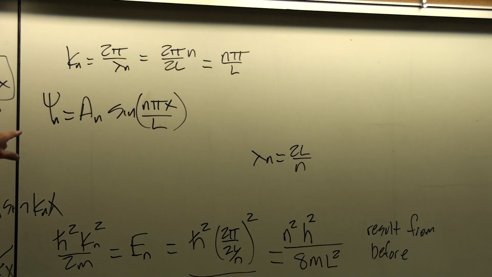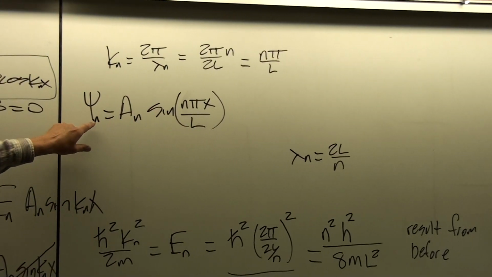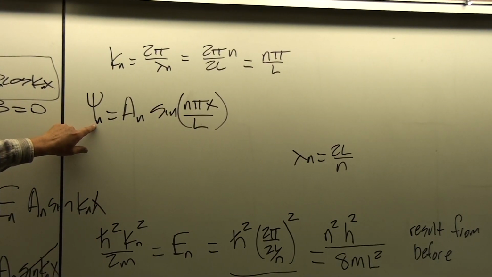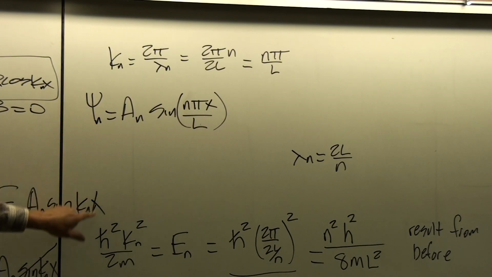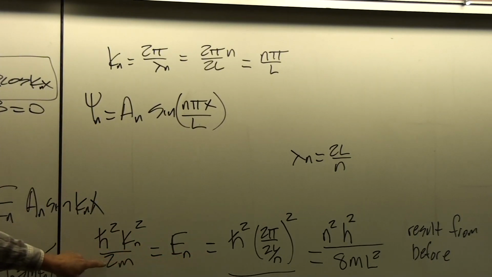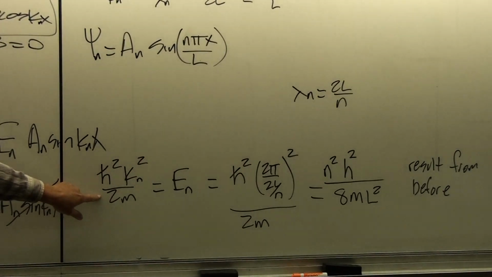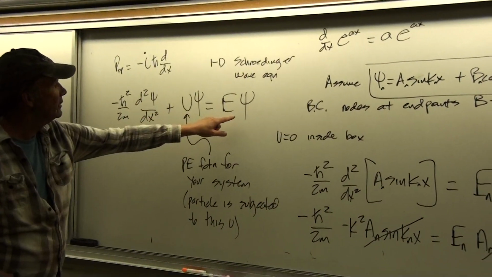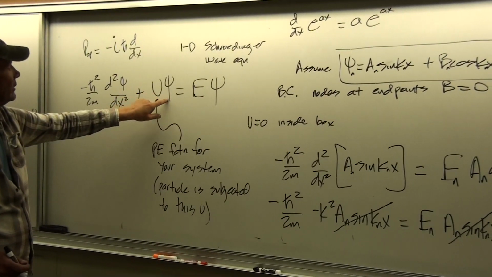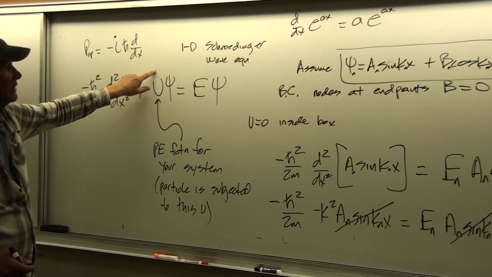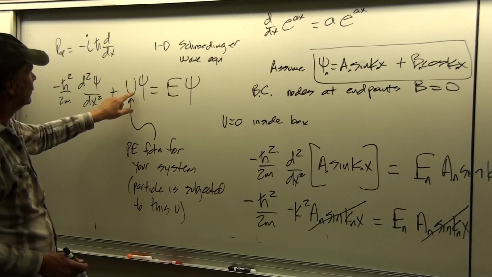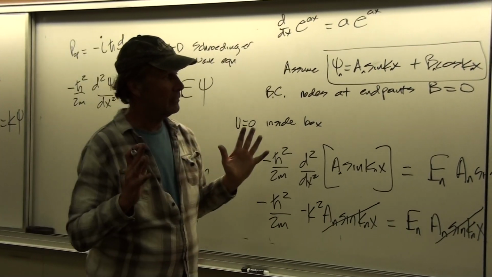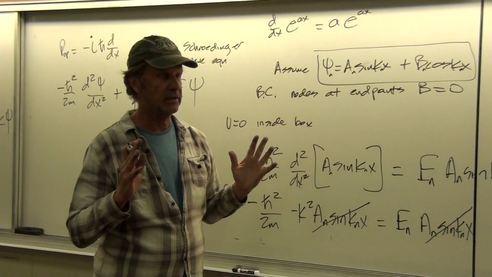Okay, so this is the expression then for the wave function of the nth harmonic, and this is an expression for the energy of the nth harmonic gotten from solving the Schrodinger equation for a particle in a box with a 0 value for the potential energy in the width of the box between 0 and L.